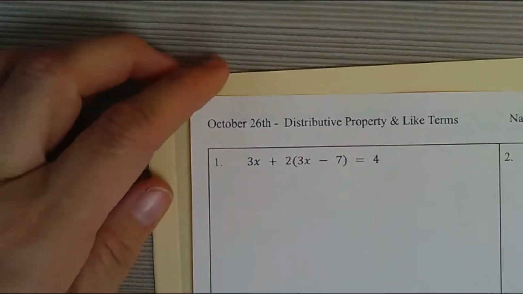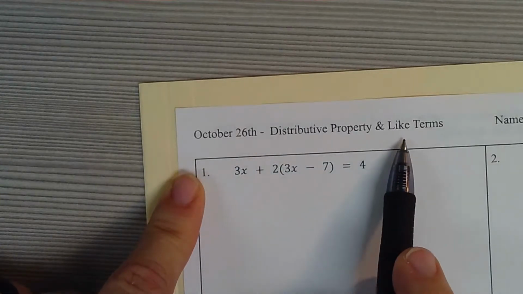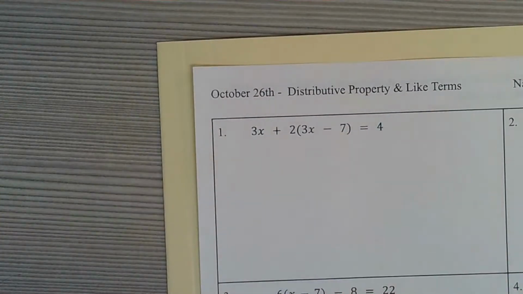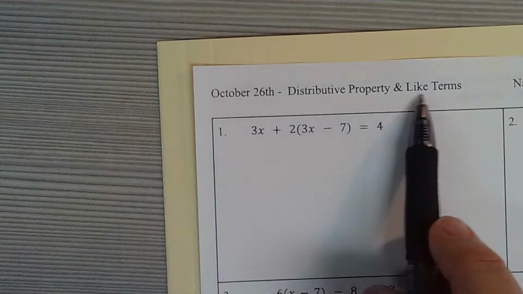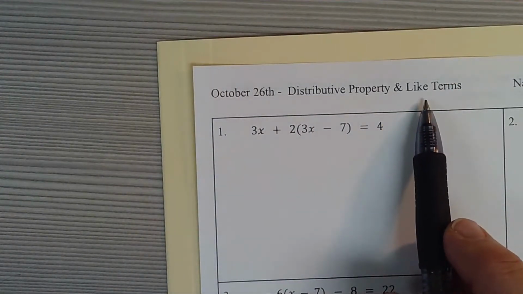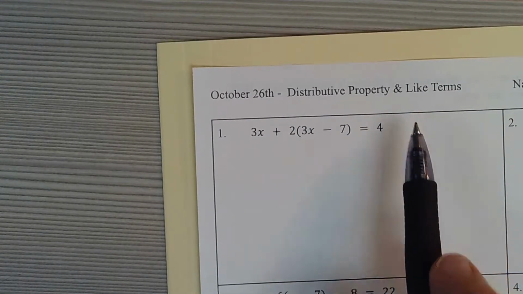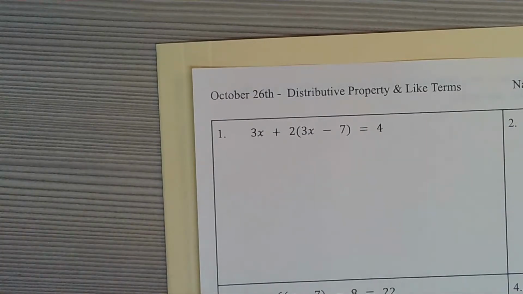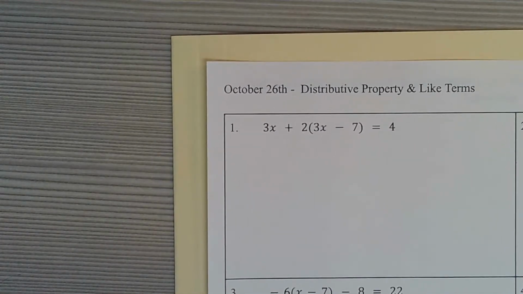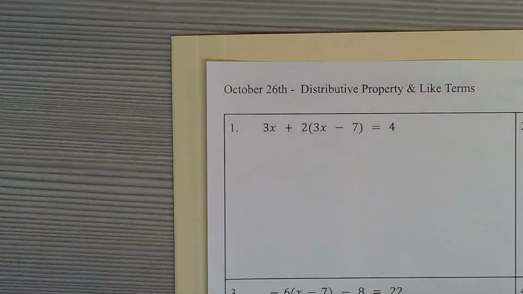All right, this video is to help you complete the October 26th distributive property and like terms assignment given by Ms. Traub. This is exactly how it's going to be looking in Power School. Okay, so if you have a 0 for this right now, then watch this video, complete the problems, and get it turned in. So to solve these problems, we are going to need to distribute and combine like terms, and then solve. Okay, so we have a lot of steps on some of these problems.